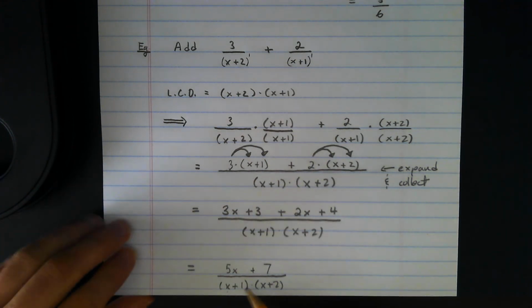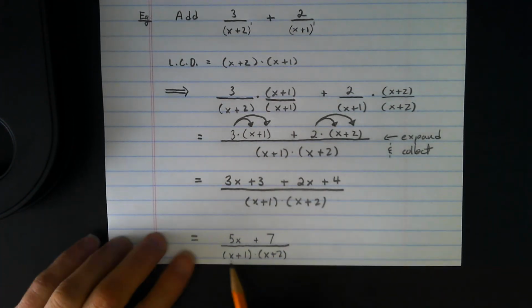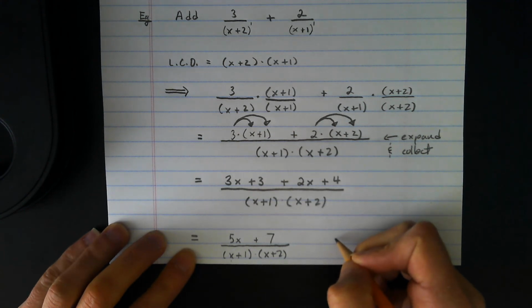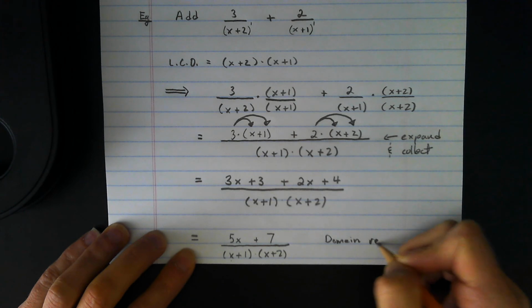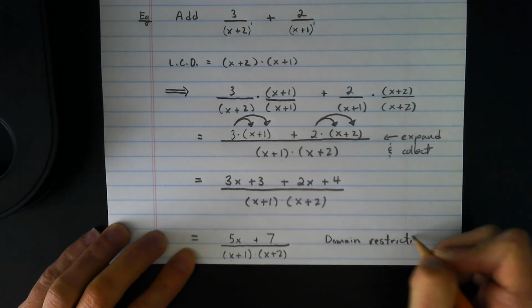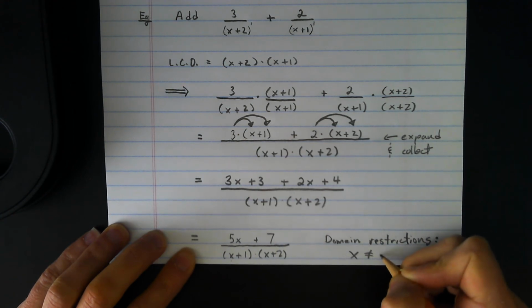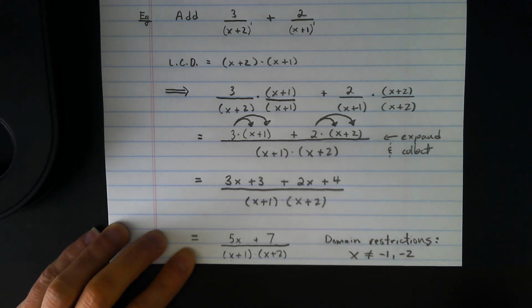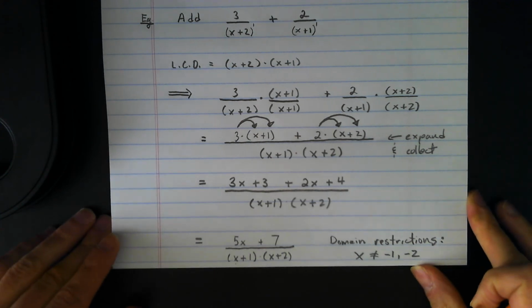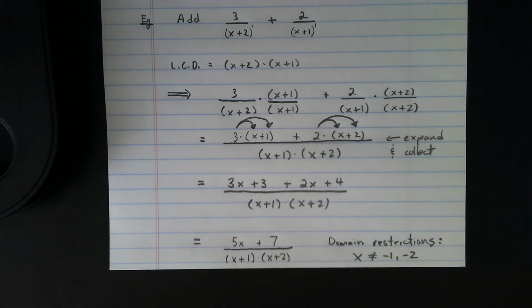And again, we don't want division by 0. So we just have to exclude these two values. X cannot equal minus 1, and x cannot equal minus 2. Good. Okay, I hope that went smoothly. So let's move on to an example of subtracting rational expressions.